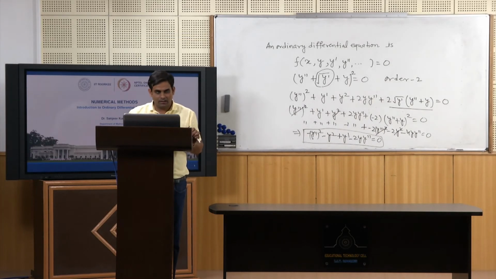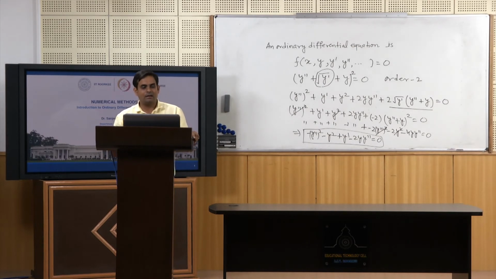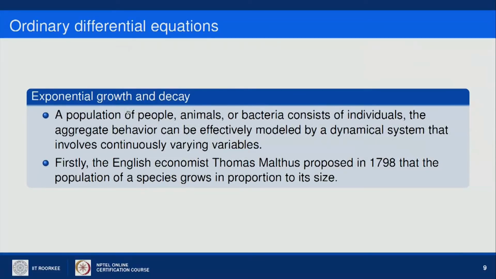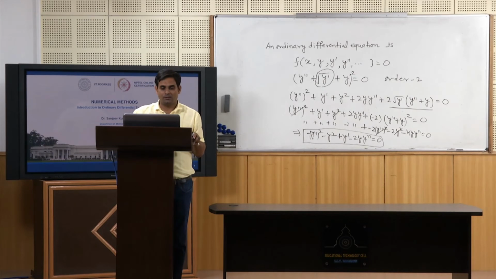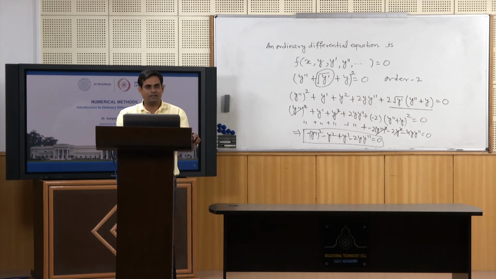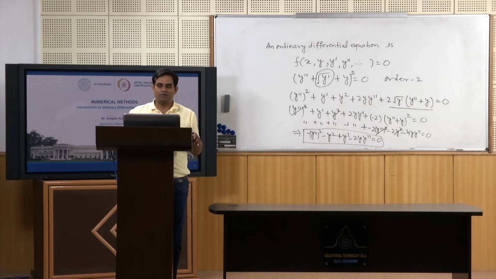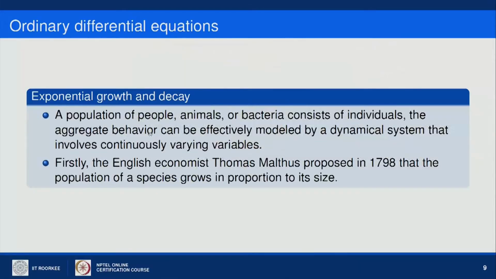Similarly, we can have another physical example of an ordinary differential equation, and it comes from exponential growth and decay. It is taken from mathematical biology or biomathematics, and basically a population of humans, animals or bacteria consists of individuals. The aggregate behavior can be effectively modeled by a dynamical system that involves continuously varying variables.